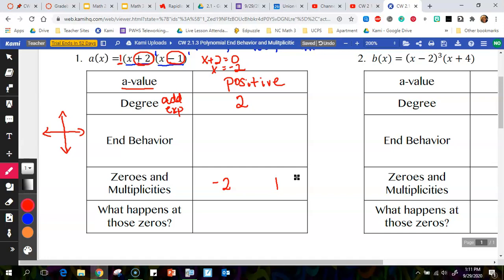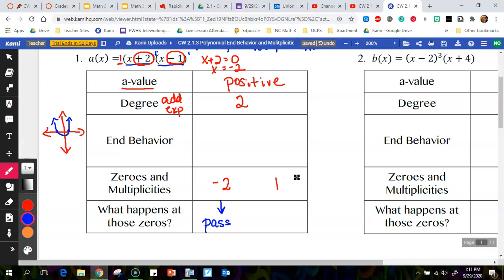So what that tells me is that this parabola is going to look something like this, where that's negative 2 and that's 1. So it opens up because the A is positive, because that's what a parabola does. And it crosses the x-axis at the -2, which is right here, and at the 1, which is right there. And then it's asking what happens at the zeros. Well, because the exponent is a 1 right here, that's pass.